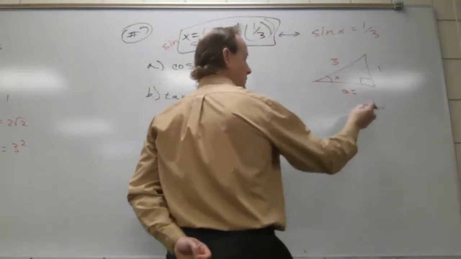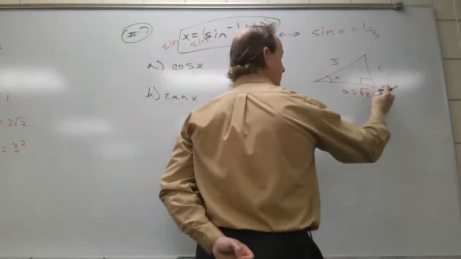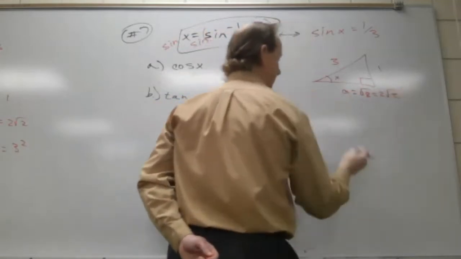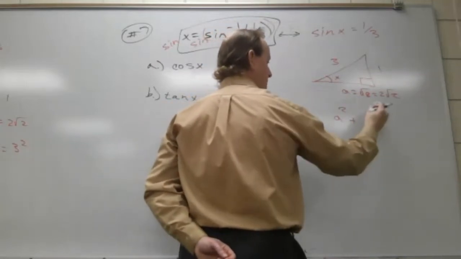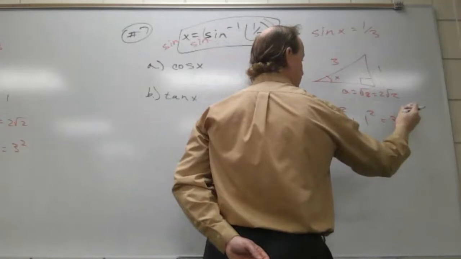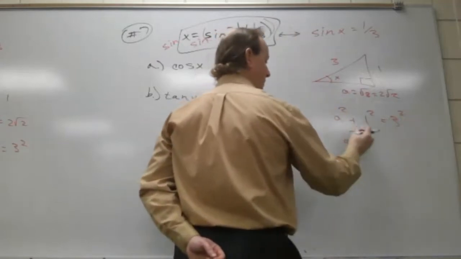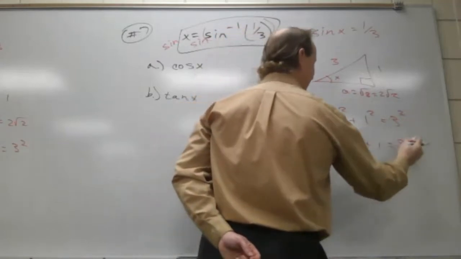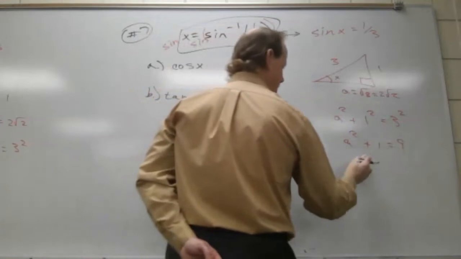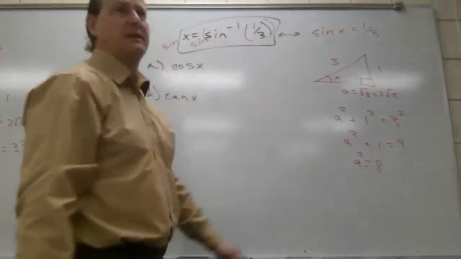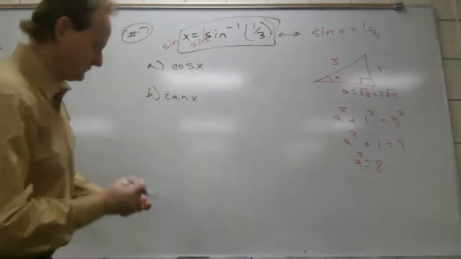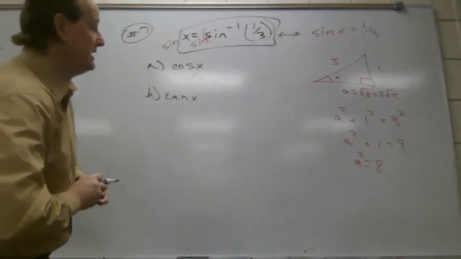So a squared equals 8, so this is going to be the square root of 8, or 2 square root of 2, okay? So once again, we just have a squared plus b squared, which is 1 squared, equals c squared. So a squared plus 1 equals 9. So a squared equals 8. And of course, when we take the square root, it's plus or minus, but this is a distance, so it's the positive one. All right, so cosine.